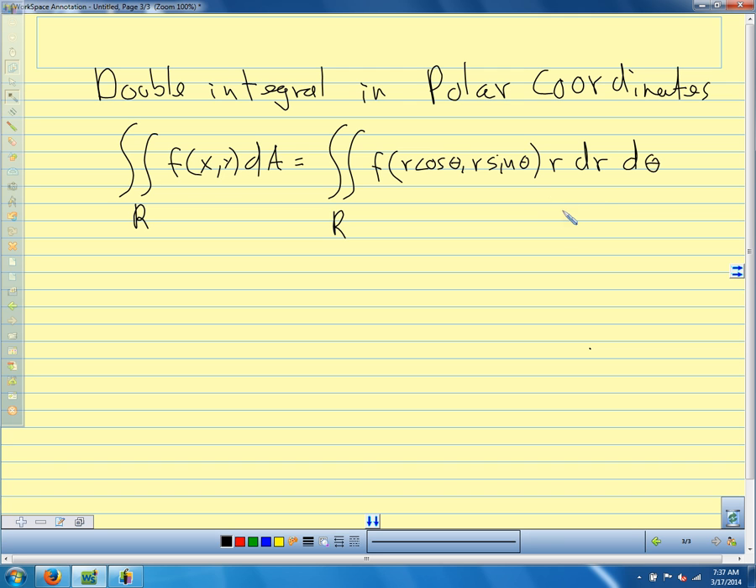This dA in polar coordinates will always take this form. It's always r dr d theta when we're using polar coordinates. So this equates to dA in polar coordinates. When you're using polar coordinates, this quantity r dr d theta will always appear in your double integral.